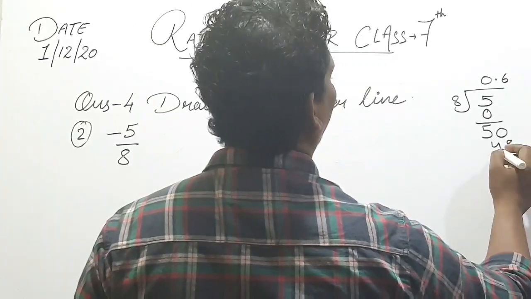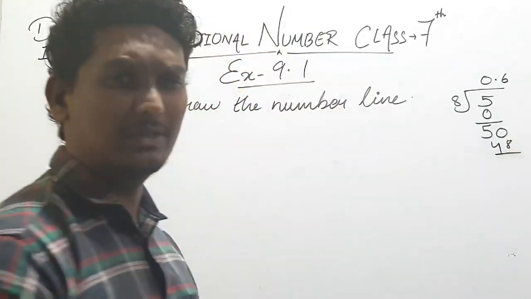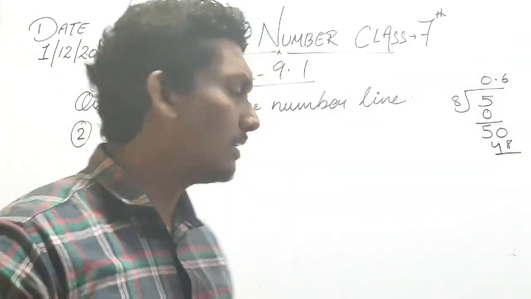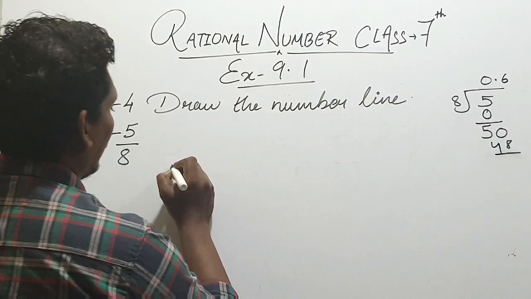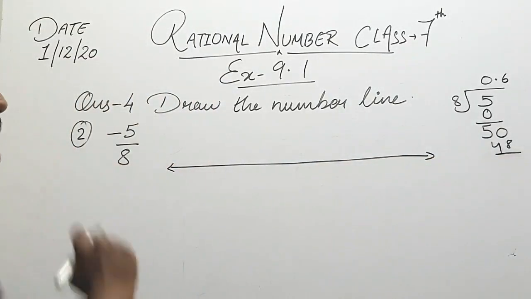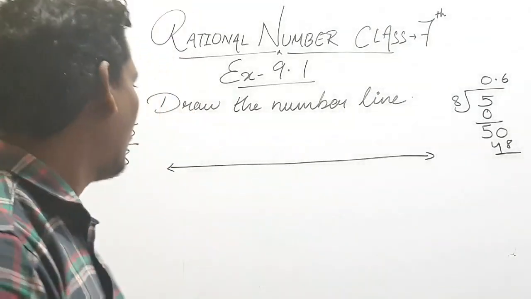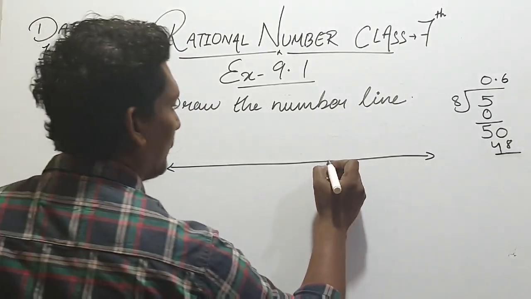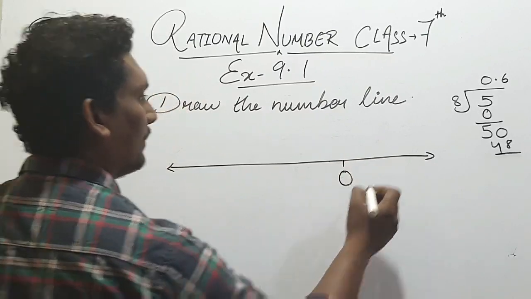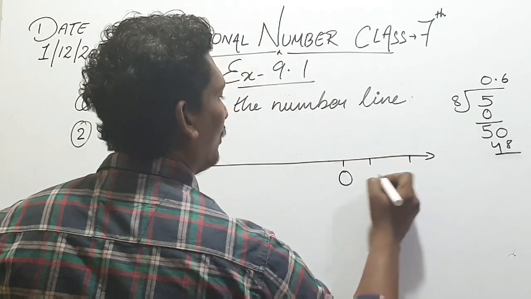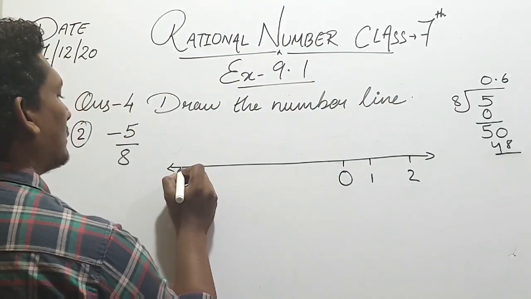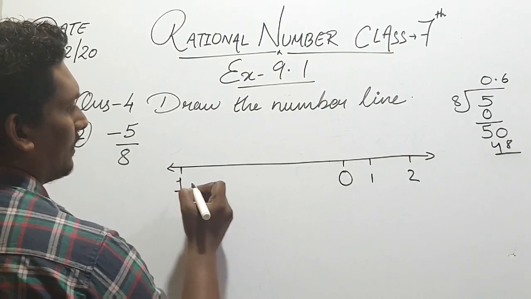No need to solve this further. We just want this number. So after 0 a decimal is there, you come to the number line. Since it is a negative rational number, I'm writing 0 on this side, then 1, 2. Now I'm marking 1 here.